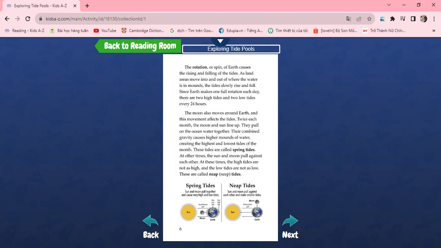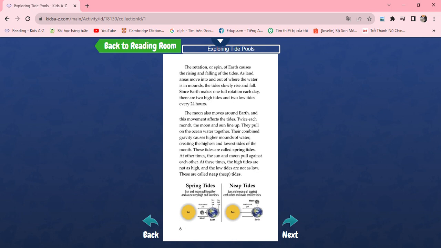Now, the rotation or spin of Earth causes the rising and falling of the tides, as land areas move into and out of where the water bulges are. The tides slowly rise and fall, since Earth makes one full rotation each day. There are two high tides and two low tides every 24 hours.